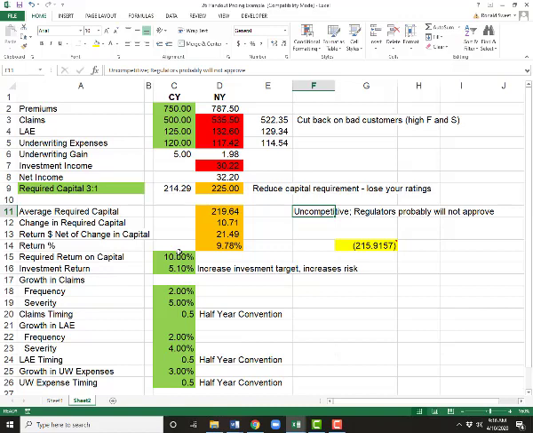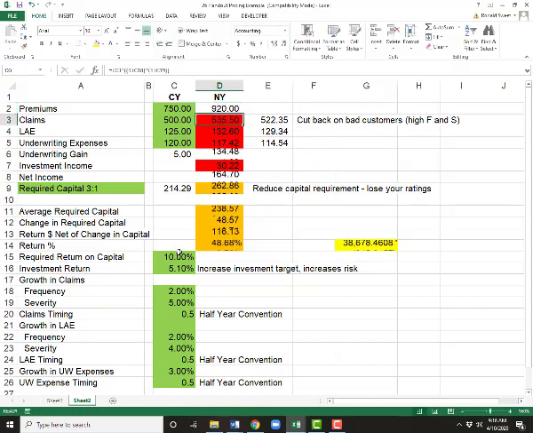If your rate is too high, if you charge too much, let's say you charge $920, that's great. Or, well, let's not get quite so extreme, but $870, let's say. So now you're making a 30. Well, that'd be great, but you're going to be uncompetitive and the regulators will not approve it.